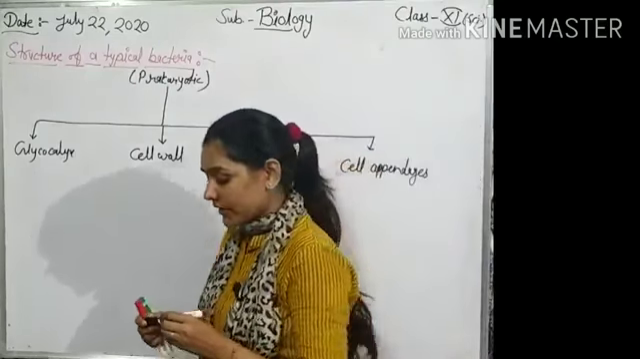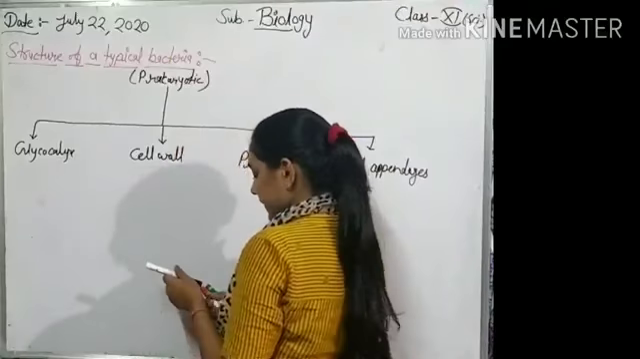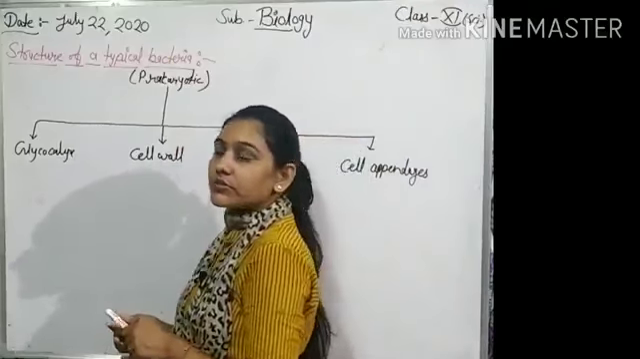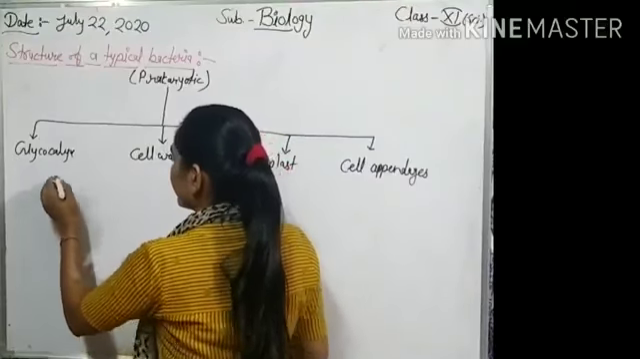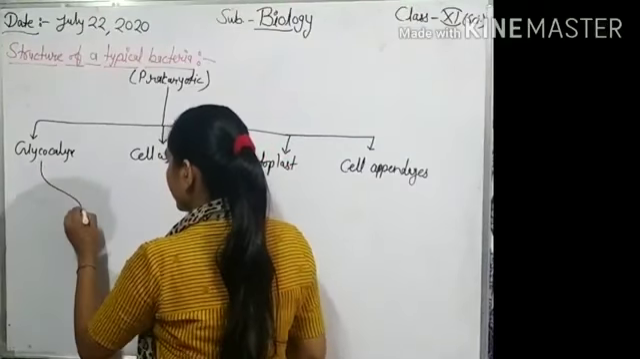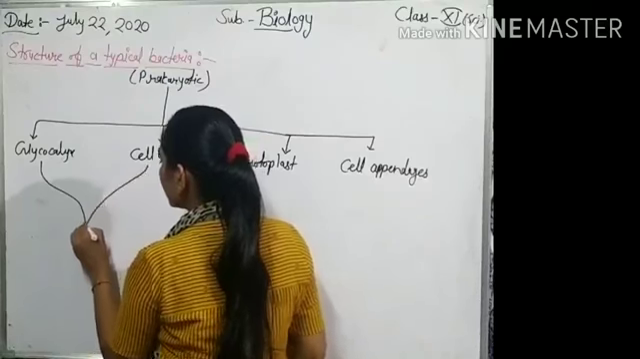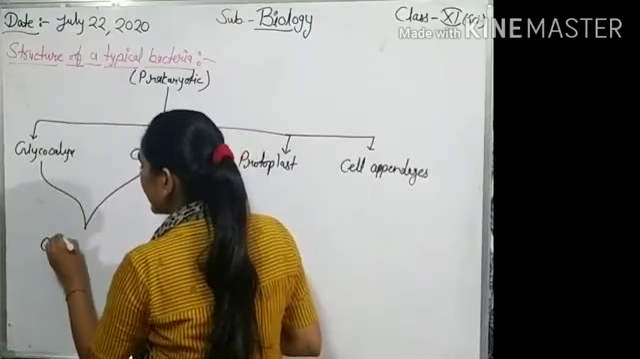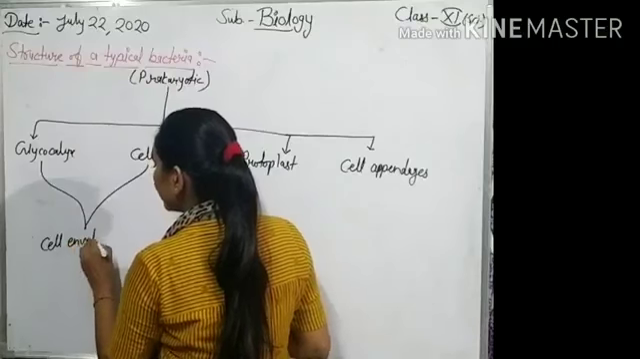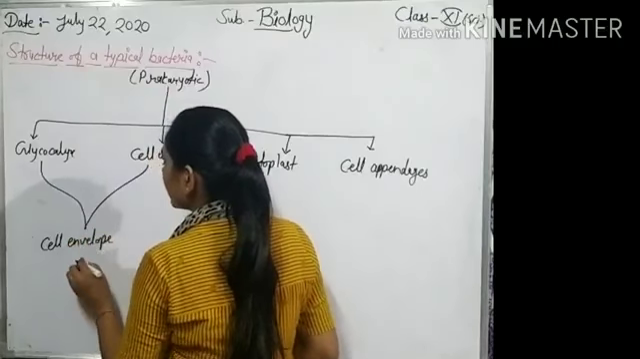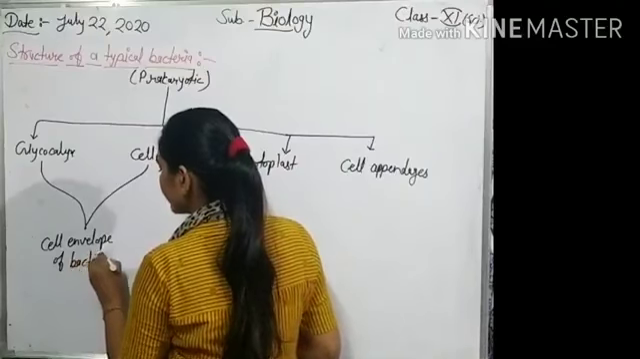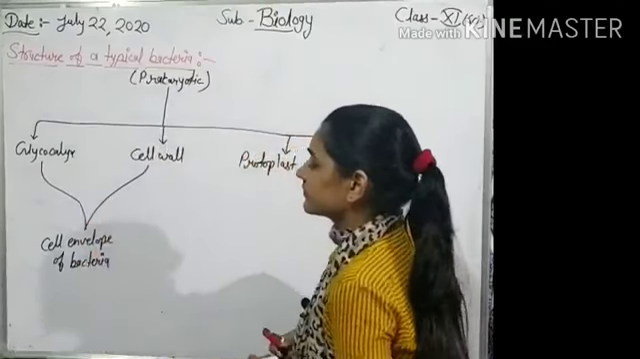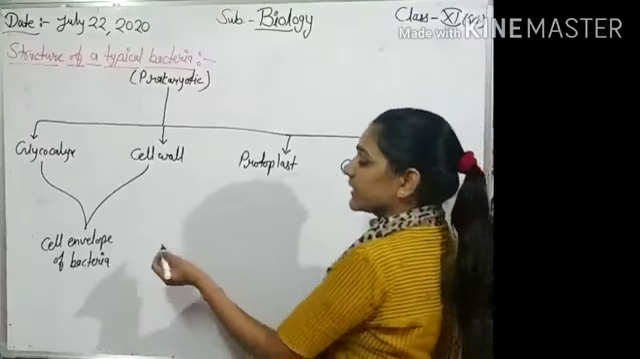Okay, glycocalyx is a polysaccharide or carbohydrate, and it makes the cell envelope of bacteria. As you know, bacteria is a unicellular cell.